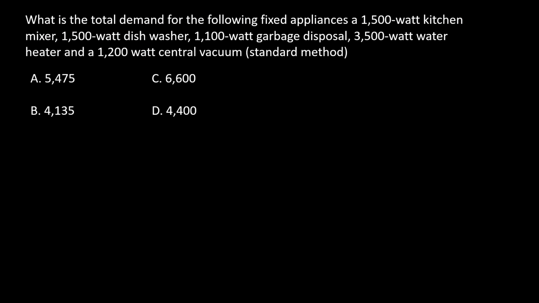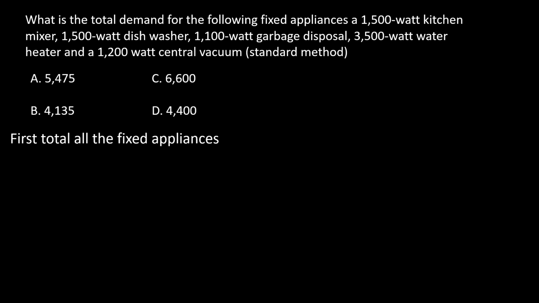What is the total demand for the following fixed appliances? A 1500 watt kitchen mixer, a 1500 watt dishwasher, an 1100 watt garbage disposal, a 3500 watt water heater, and a 1200 watt central vac system using the standard method.